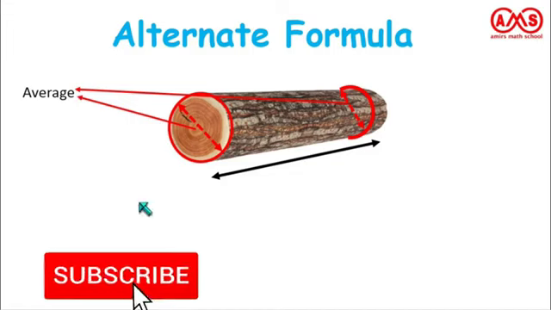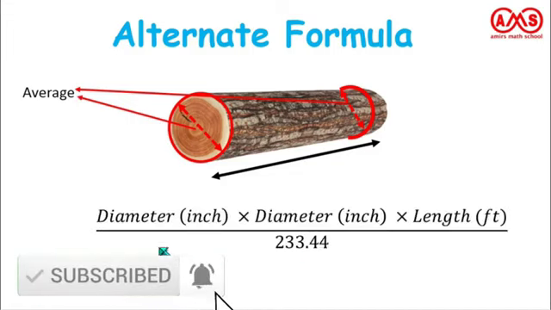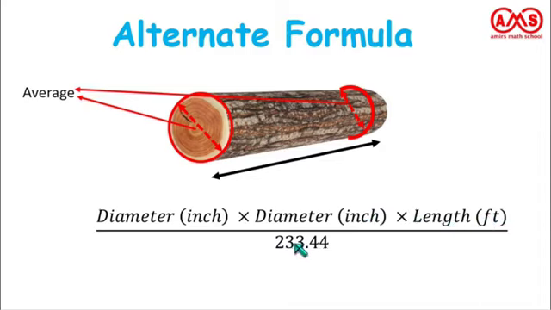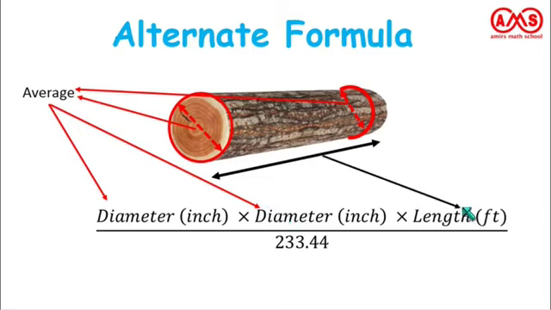After getting the average, we just see the formula, that is diameter in inch times diameter in inch times the length in feet divided by 233.44. In this case this diameter is the average value and here also the average value, and the length is here, divided by 233.44, which will give the best approximation, similar to the previous one, of how much wood we can get from this wood log.